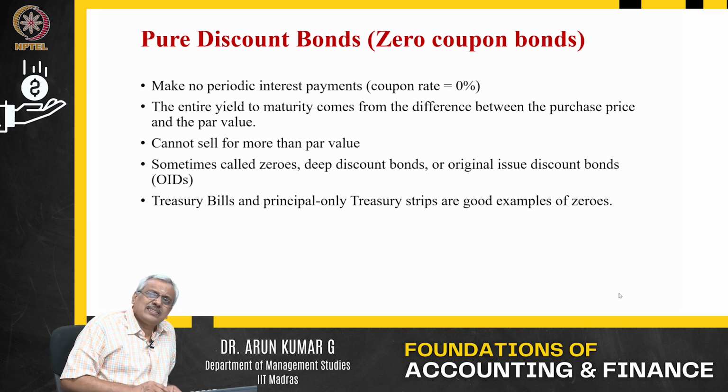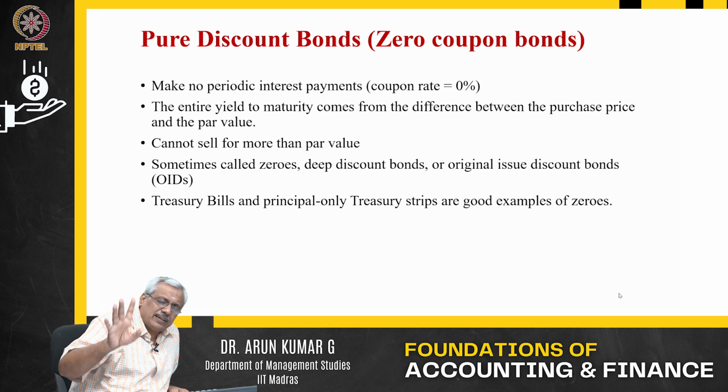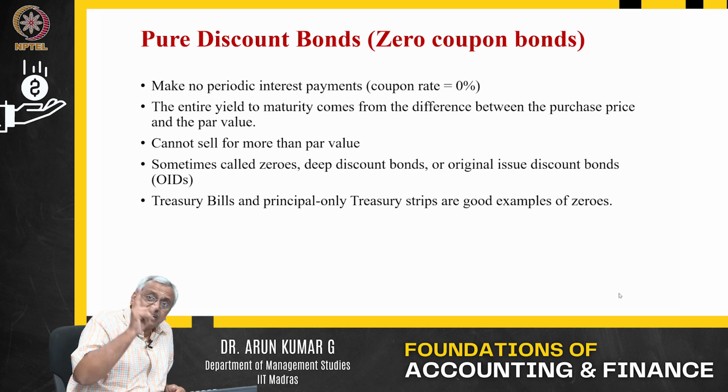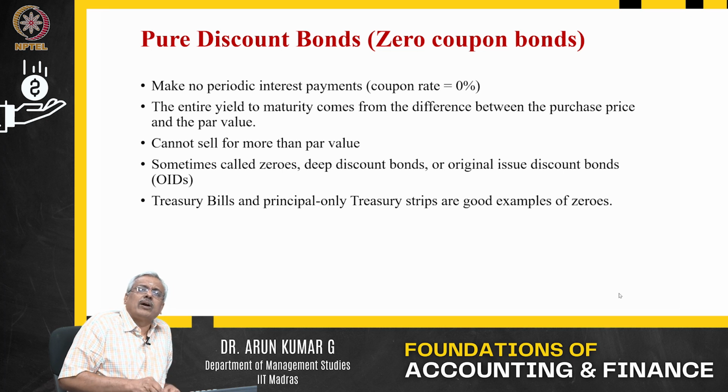Then we have what are called pure discount bonds, or zero coupon bonds, or deep discount bonds. Deep discount bonds, number one, will not have a coupon rate. They will have a tenure, but no coupon. There is no interest payment every year. It is one lump sum payment that happens at the end of the tenure of the bond.